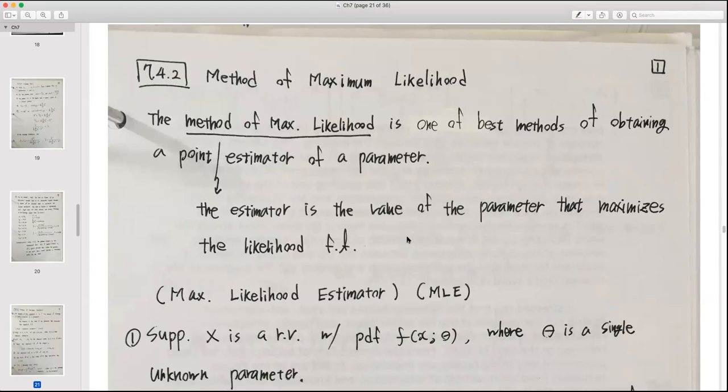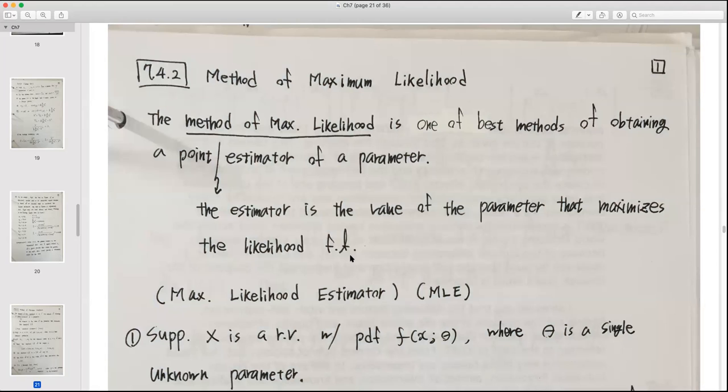I'm going to briefly introduce this one, and I'll cover it in the next video. The method of maximum likelihood is one of the best methods of obtaining a point estimator of a parameter. This is really popular. The estimator is the value of the parameter that maximizes the likelihood function. So what's the likelihood function? We need to define the likelihood function, and then we want to find the maximum of the function.